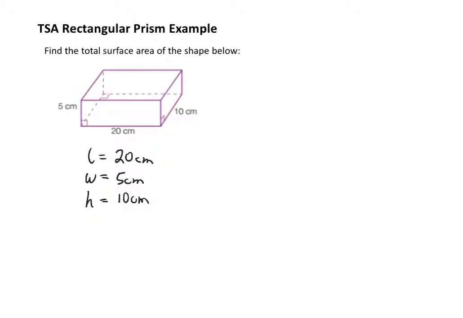Now with rectangular prisms, it doesn't really matter what the length, the width and the height is, as long as you've identified the 3 measurements and have listed them separately as either the length, the width or the height. It doesn't matter in the sense that you're going to get the same answer if you substitute those 3 values into the formula correctly. So the next step is going to be to write down the formula that I am going to use. So total surface area is equal to 2 times, and then we've got the length times the height, plus the length times the width, plus the width times the height.